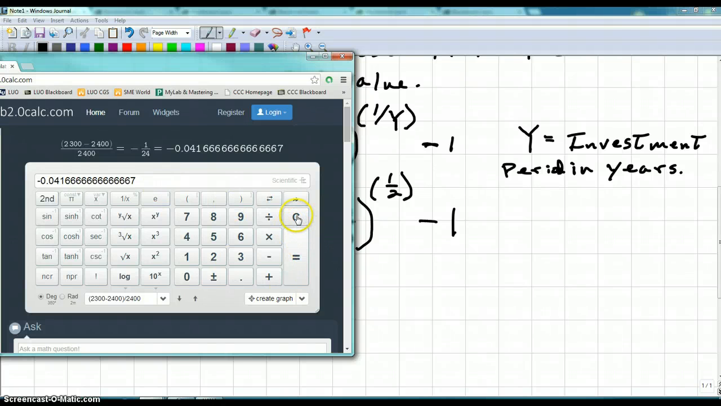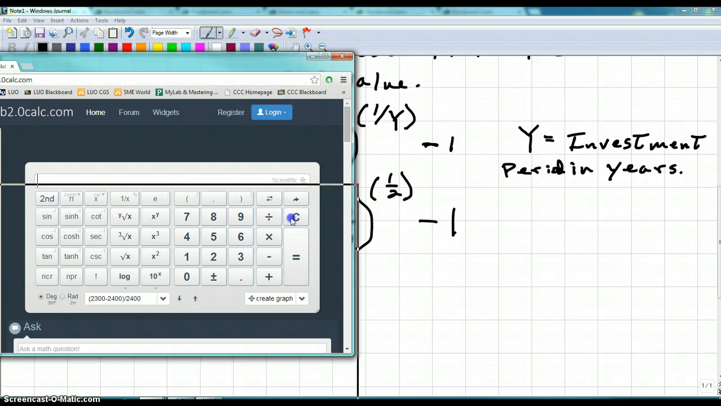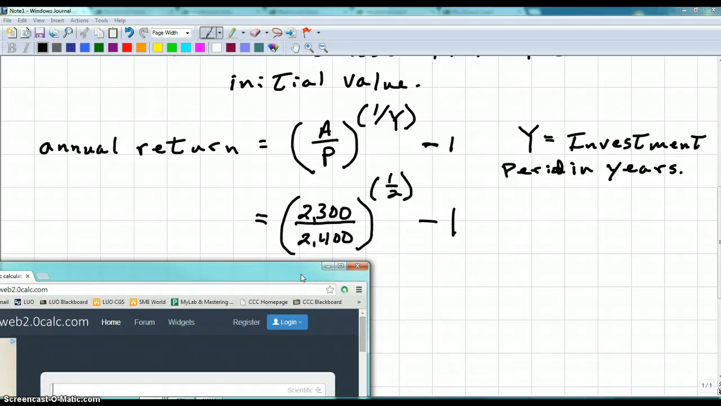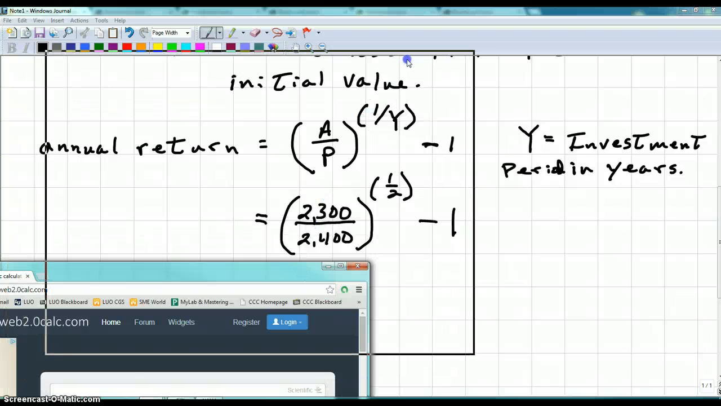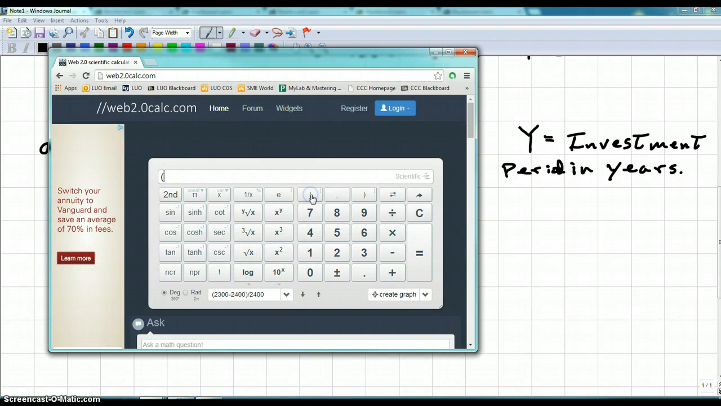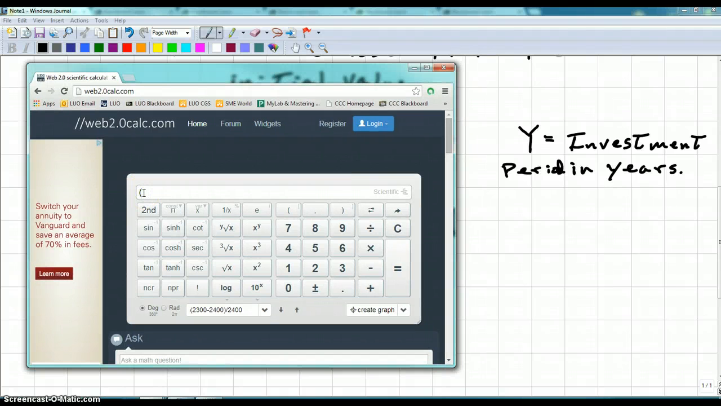So I'm going to clear this by left-clicking C. And then I want to put in my values. Let me move this so we can see that. It's going to be 2,300 over 2,400. We're going to raise that to the 1/2 power. Then we're going to subtract 1. Notice that that subtract 1 is going to be outside of the parentheses. So type in open parentheses. Okay, now that we've entered the parentheses, we're going to type in the fraction, 2,300 divided by 2,400.